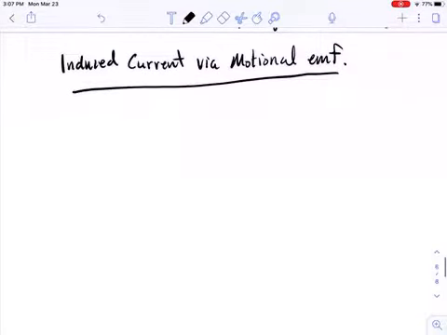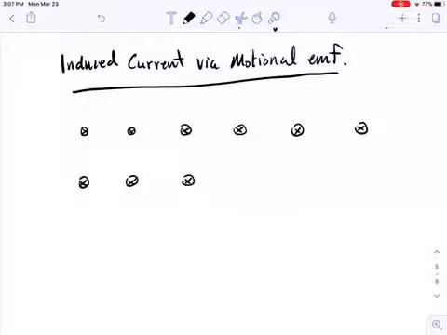So here's the setup. We're going to have, again, a uniform magnetic field, and I'll try to draw quite a few of these this time. So these are our magnetic field lines going into the screen, and it is uniform. So it's constant everywhere.